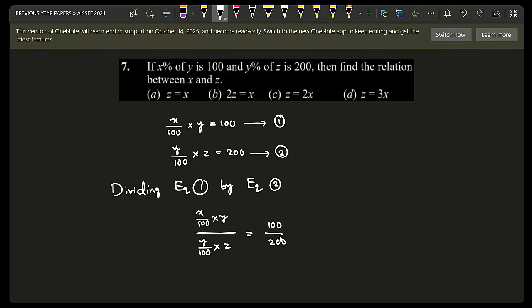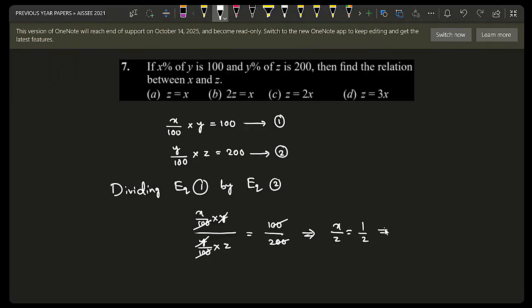So why did I do this? In order to cancel y, because the question is asking to establish a relation between x and z. So y gets cancelled. Just for cancelling this, I did this operation of division. Now I can cancel out 100, 100. So two zeros cancel, 100 ones and 100 twos. So what is remaining? x by z is equal to 1 by 2.